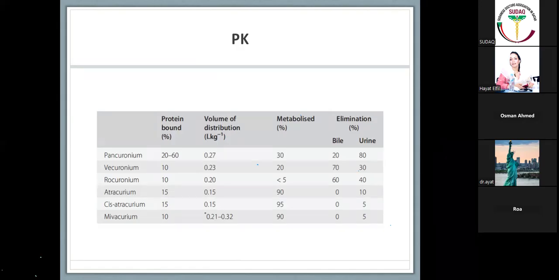Usually the protein binding is not that significant unless in a situation of inflammation or infection, where alpha-1 acid glycoprotein might increase and reduce the free drug available at the neuromuscular junction. We said that the volume of distribution is generally very small and exclusive to extracellular space. Most of them are metabolized to a large degree. Aminosteroids will usually be excreted in bile and urine, and benzylisoquinolinium, like atracurium, have ester hydrolysis and Hofmann degradation.